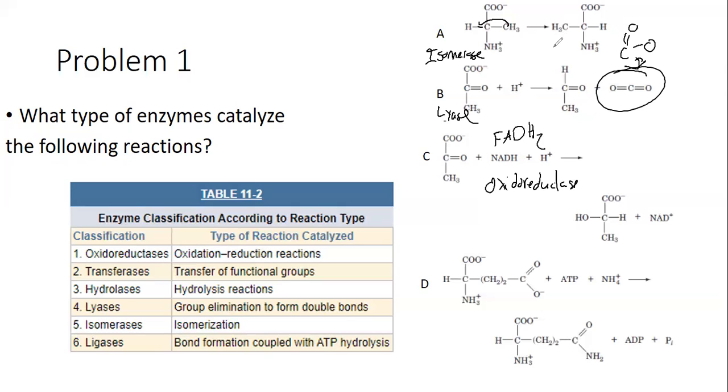D, this is the one people got, ligase. ATP is a straight giveaway. When you see ATP and you're making a new bond, that would be a ligase. So just a little review for the type of reactions. Make sure you review yourself on the differences between these 6 reaction types.